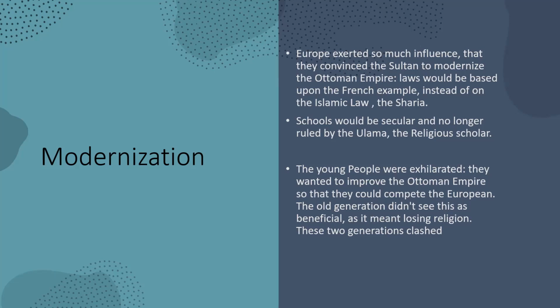So anyway, the older generation who still had that wisdom didn't see it as beneficial. It meant that we're losing our religion, we're losing our originality. Rather than fixing our mistakes in how we were applying Islamic Sharia, we were actually getting into man-made laws. And that was the beginning of our destruction as a Muslim ummah. So these two generations actually clashed.